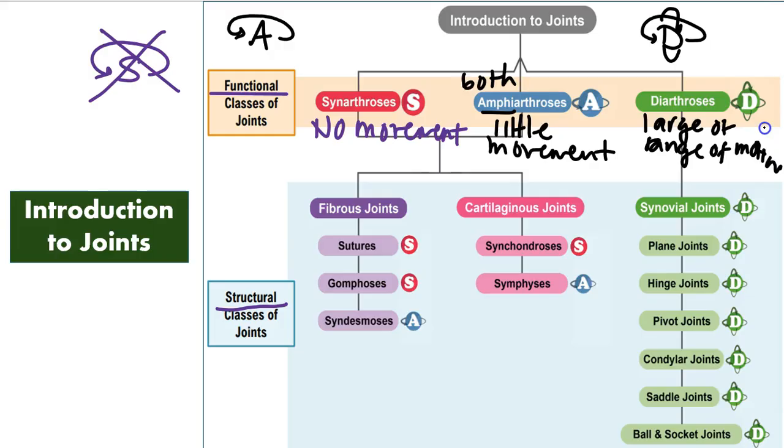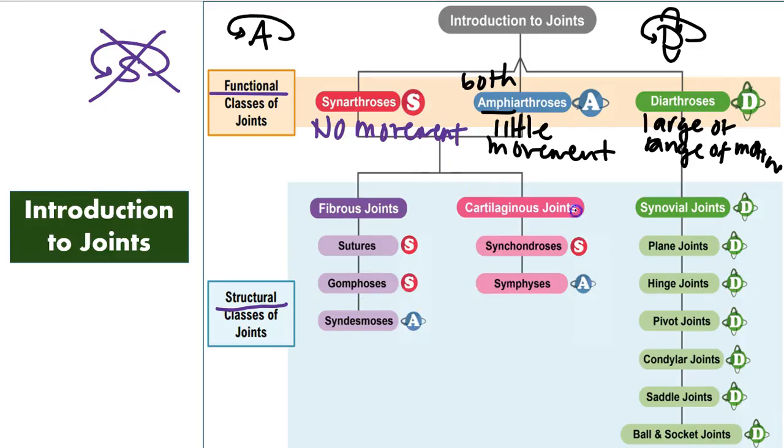Okay? So that's what we're going to get into, the functional classes of joints first, just to talk about how they move. And then we're going to get into the structural classes of joints, like, for example, fibrous joints. You'll see we have sutures, gomphoses, and syndesmoses. And next to it, you'll see the different types of functional classes of those joints. So sutures should have no movement, gomphoses should have no movement, and syndesmoses have the ability to have a little movement. That's what we see here.